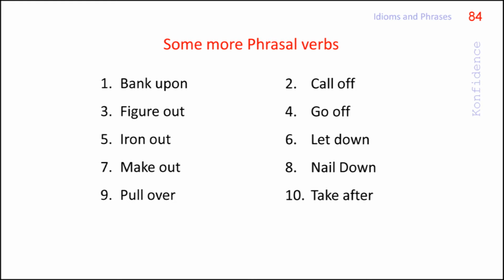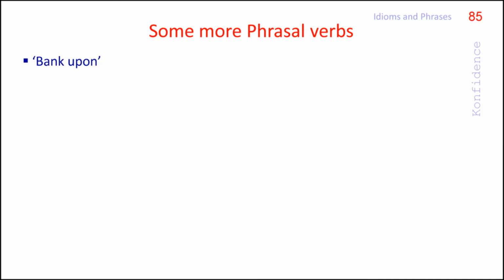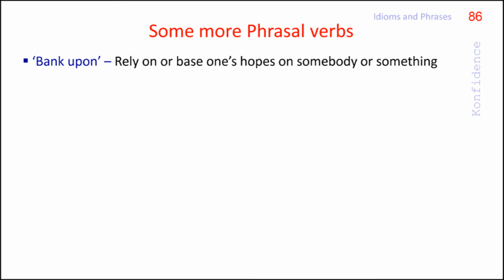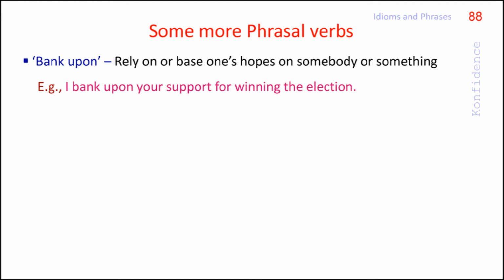Here are some more phrasal verbs. What do they mean? Bank upon means to rely on or base one's hopes on somebody or something. Example, I bank upon your support for winning the election. Call off means cancel. For example, call off the strike.